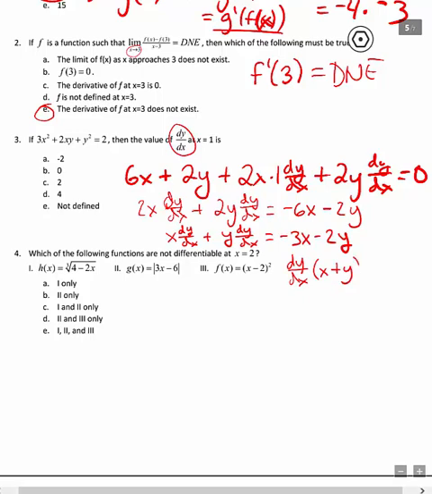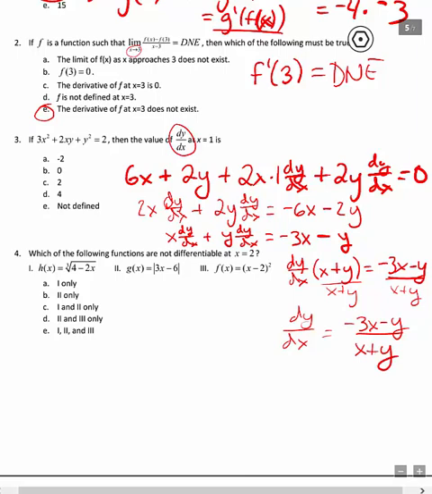You get x plus y equals negative 3x. Sorry, I didn't divide that one by 2, so minus y divided by x plus y, right, because I'm a step ahead of myself. So now we divide both sides by x plus y, and we get dy/dx equals negative 3x minus y divided by x plus y.